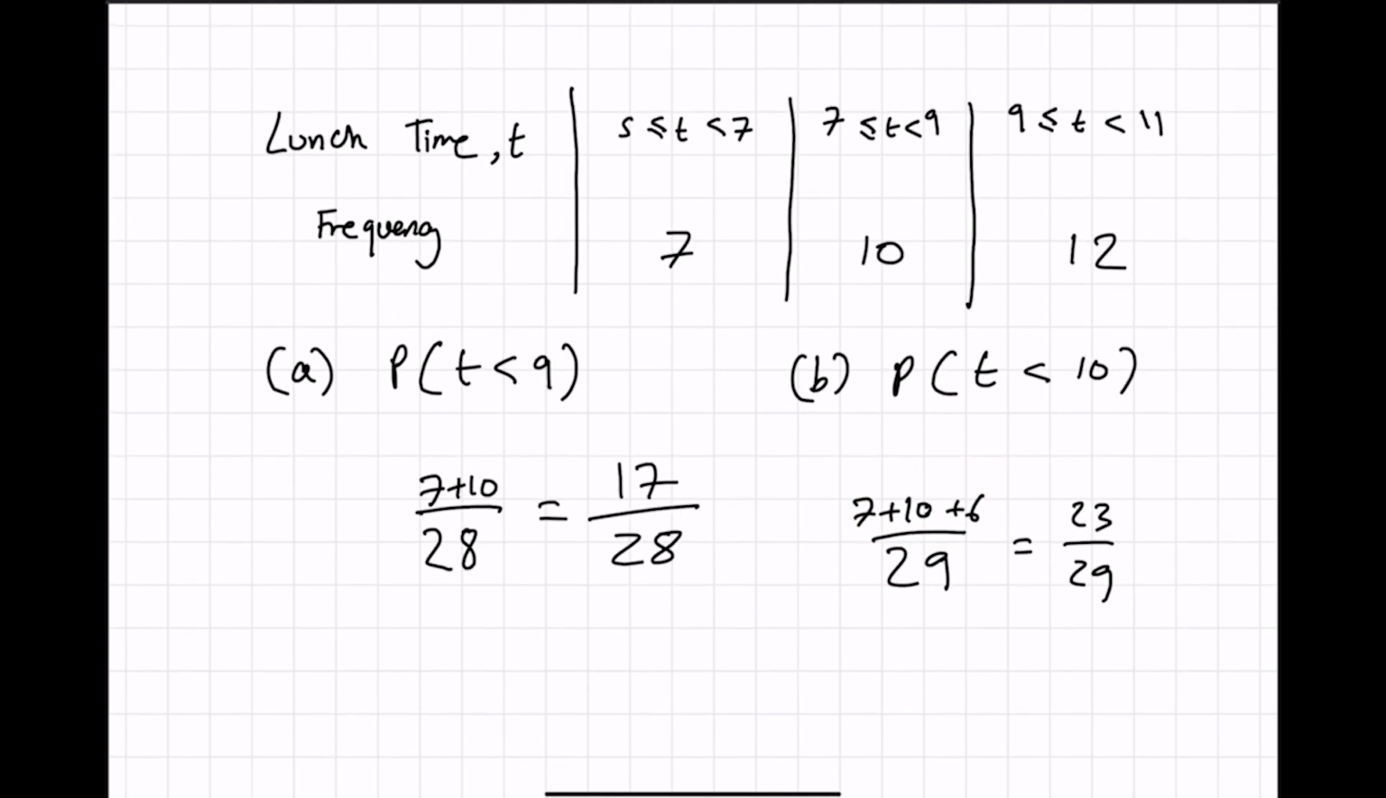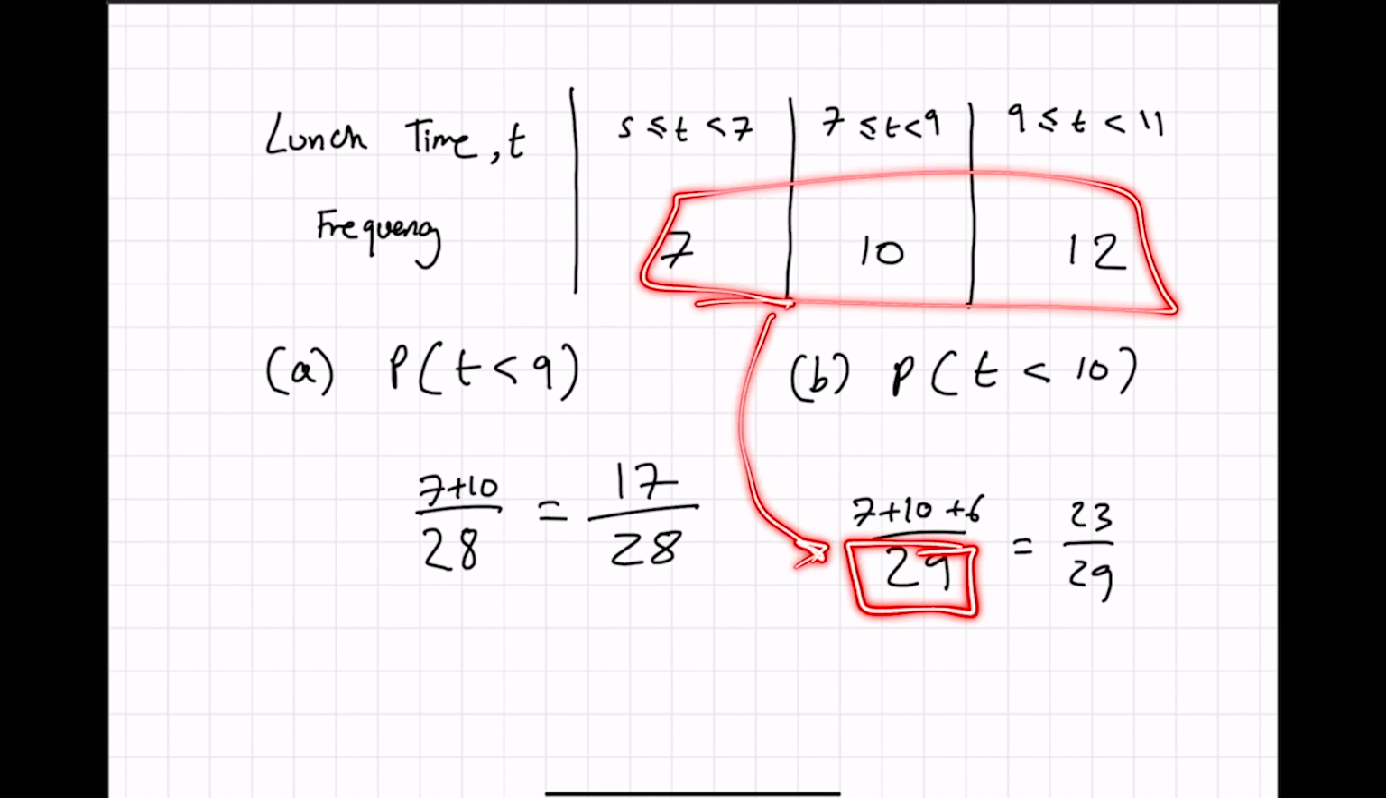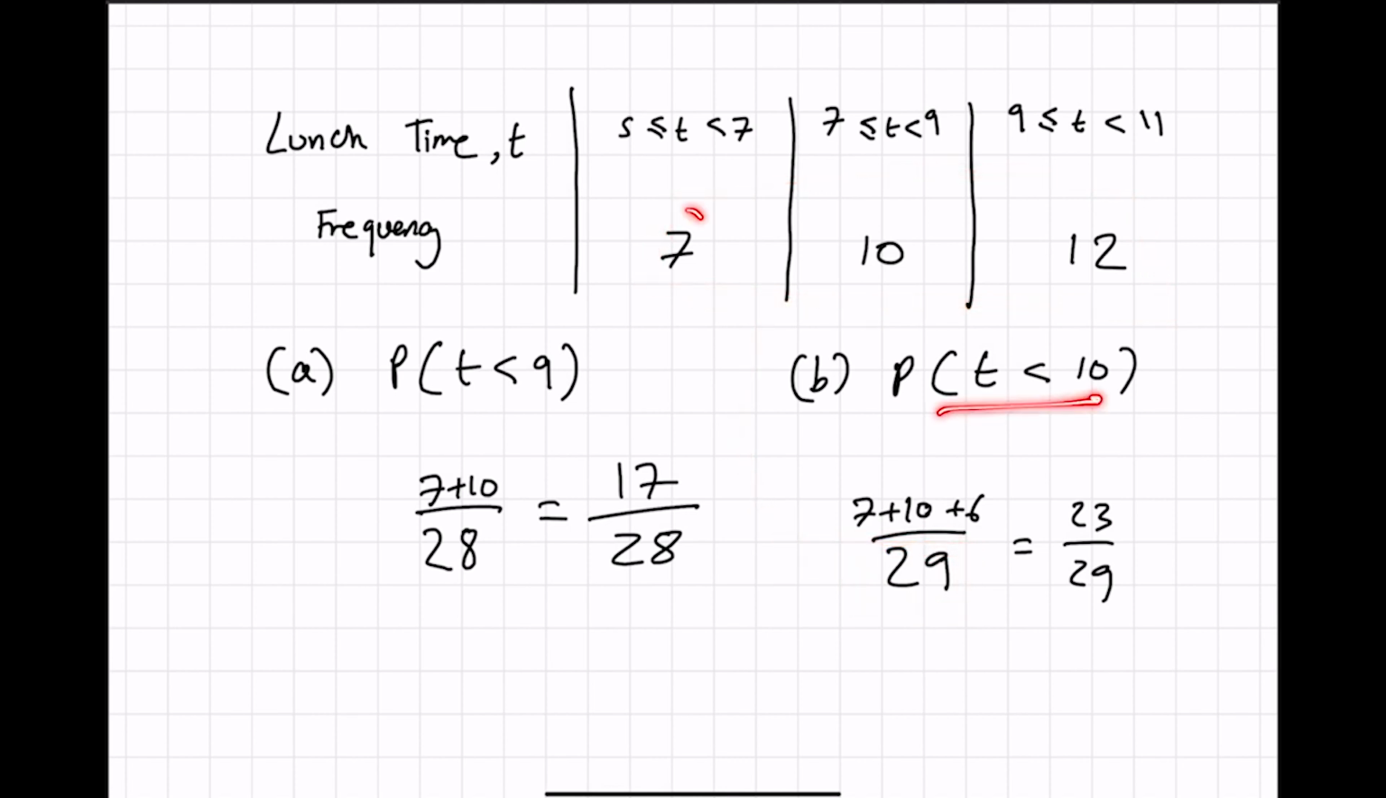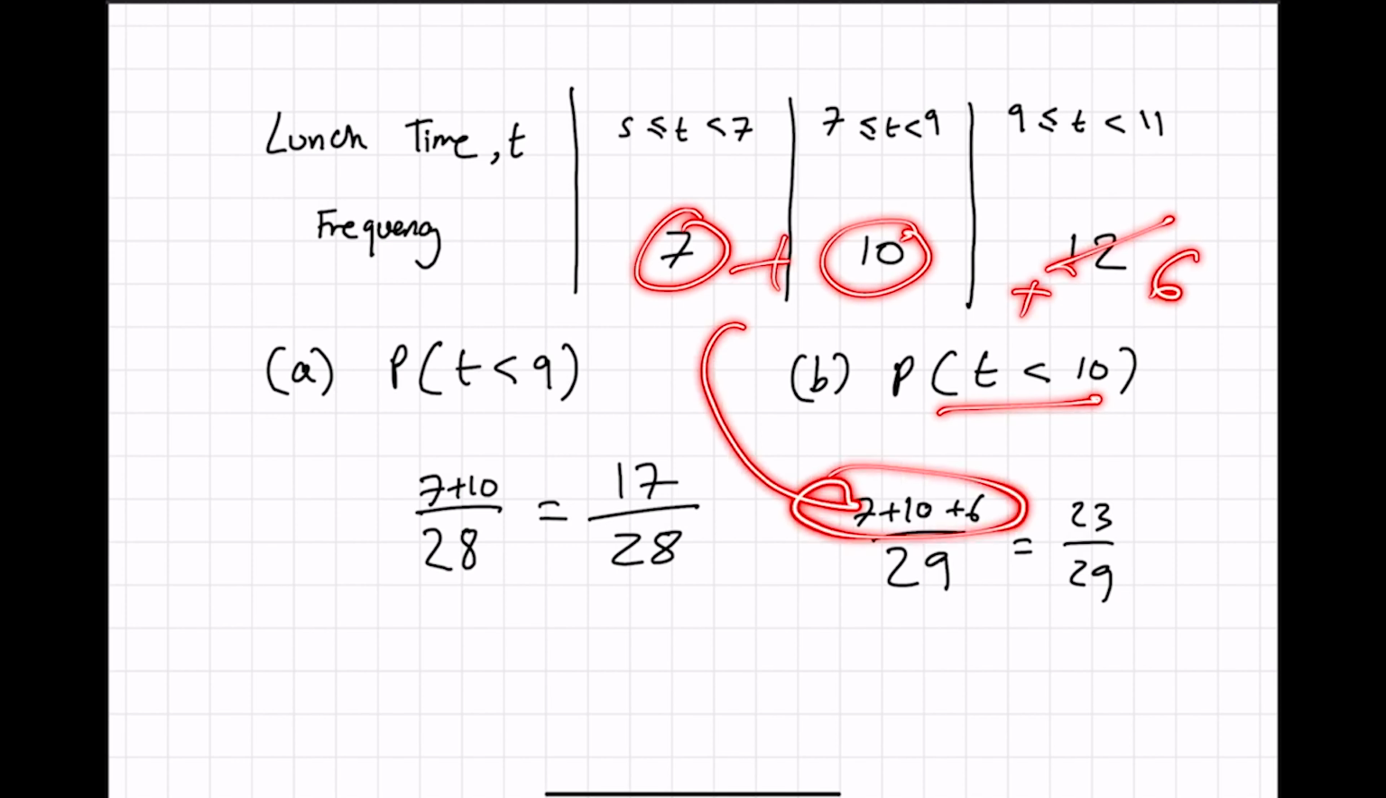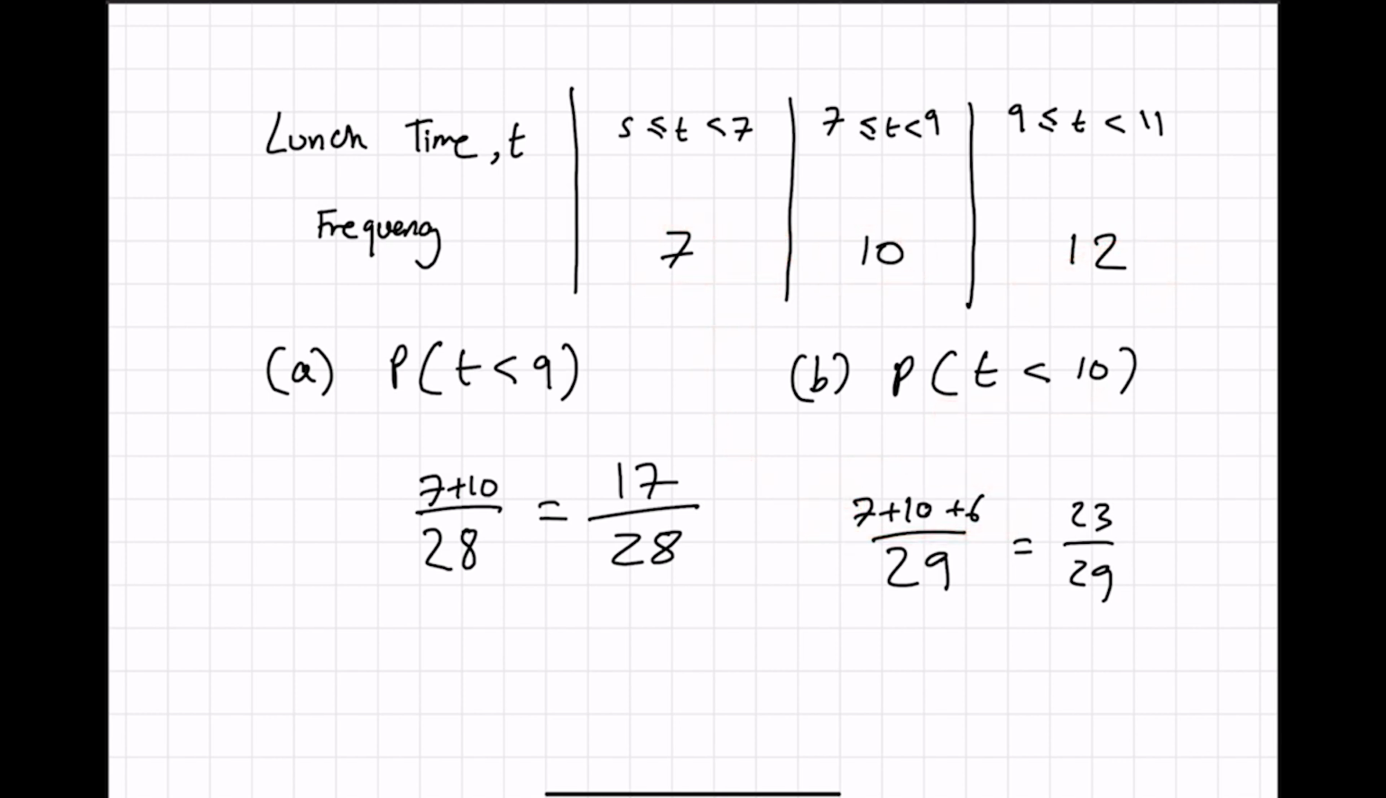So here I said in this question, there's 29 different ways that things can occur, because I got that from here. And then I said, well, t is less than 10. Well, that's 7, that's 10, and that's half of that, which is 6. Add them all up, and then get what this part here is. So that's pretty much it. That's very basic single event probabilities. And that's how you want to understand it.